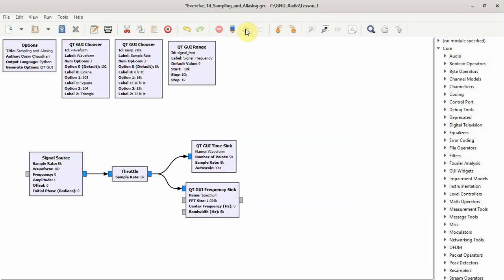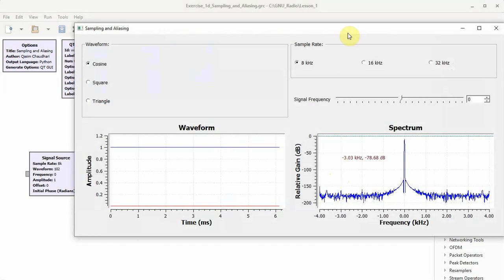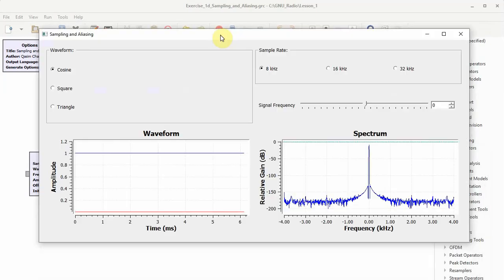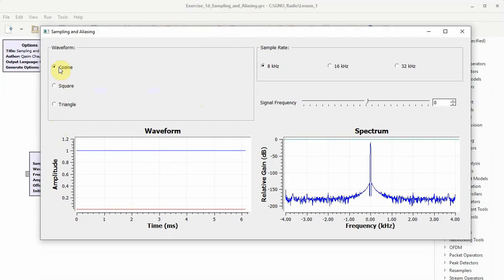With these settings in place, let us run the program. Here we have the option to choose the waveform, the option to choose the sample rate, the signal frequency slider, the time domain waveform, and the spectrum. All these GUI hints you can go and check in the blocks here. We have a cosine waveform with a frequency of 0. So 1 is the I part, 0 is the Q part.